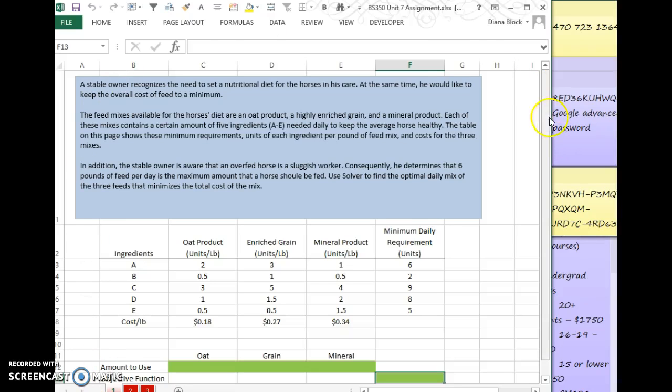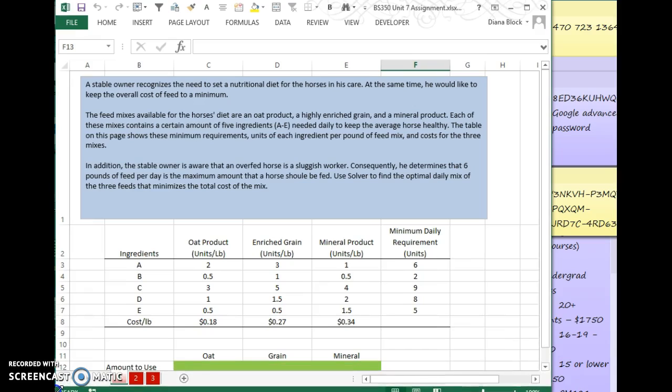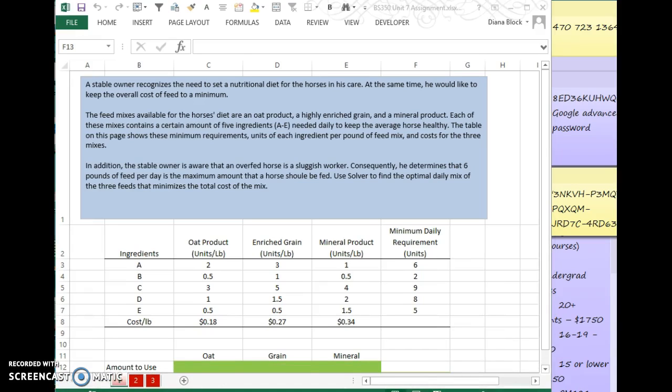Welcome to BS350. This is Business Analysis Techniques, and we are in Unit 7 now. And in Unit 7, we are going to continue using Solver. We used Solver last week to help us with a couple of different types of problems.